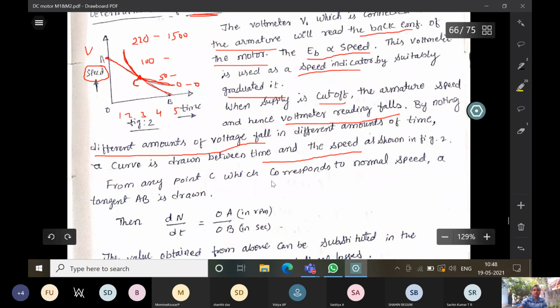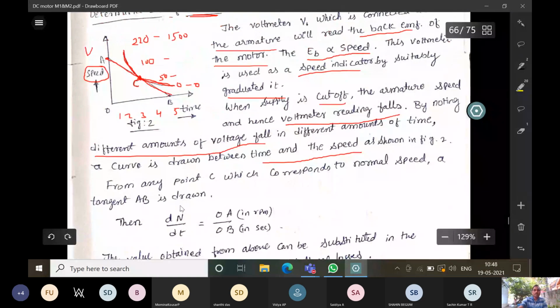Okay, so which corresponds to the normal speed, a tangent AB is drawn. Then dn by dt can be obtained. The change in speed with respect to time is given by taking the slope OA by OB. OA is the line here to here and OB is the line here to here.